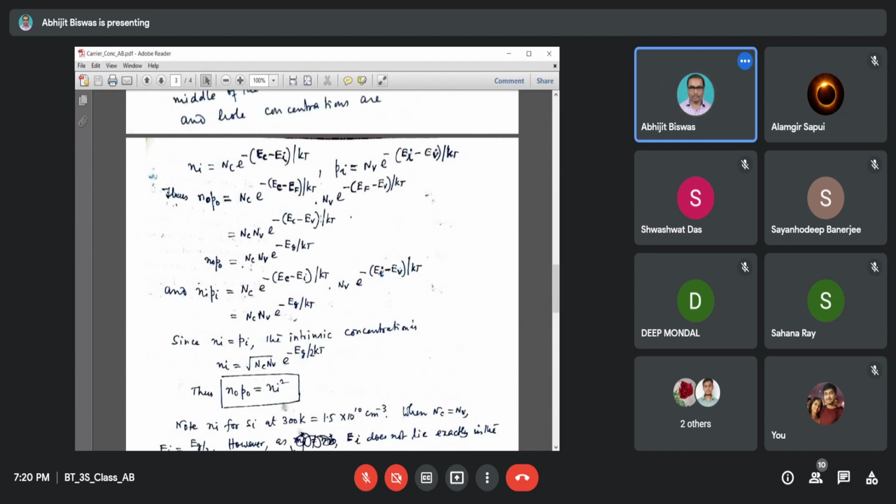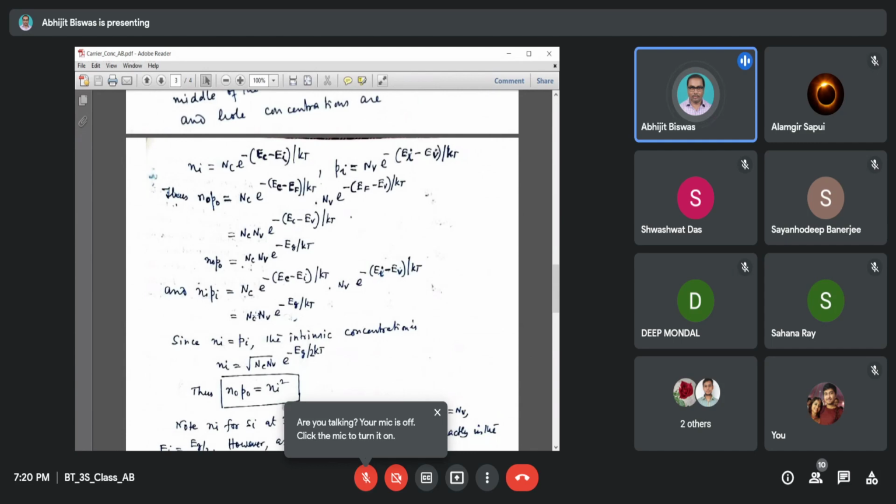into Nv, that is for P0, Nv e to the power minus Ef minus Ev divided by kT. So Ef will go out, and you will be left with Nc into Nv e to the power minus Ec minus Ev by kT. You know the difference between conduction band edge and valence band edge is nothing but the band gap of the material. So therefore, N0 into P0 is equal to Nc into Nv e to the power minus Eg by kT.